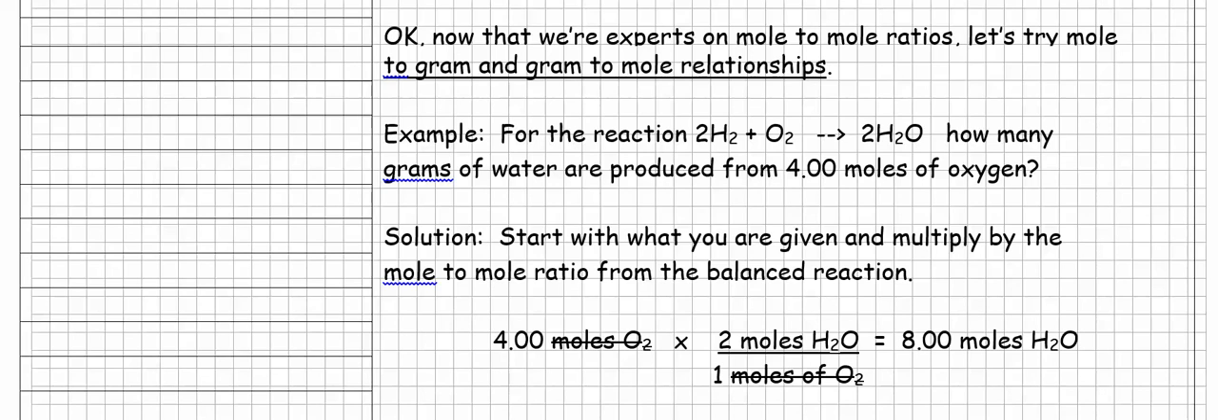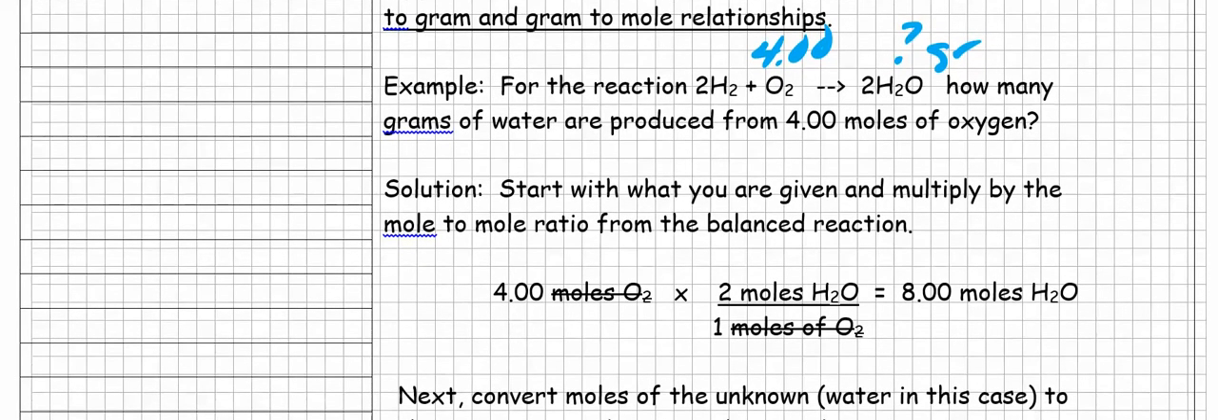So let's take a look at this example. Here's what it says. The reaction 2H2 plus O2 yields 2H2O. For that reaction, how many grams of water are produced from 4.0 moles of oxygen? So I'm going to put right here 4.00 and I'm going to put question mark grams. The reason I'm going to put grams is because I have to remember I'm being asked about grams of H2O even though I'm given moles of oxygen. So how would we approach this problem?